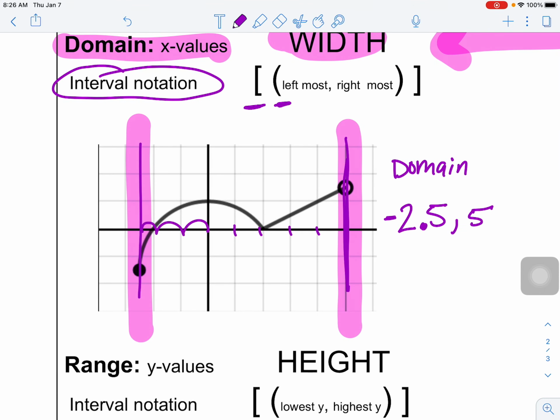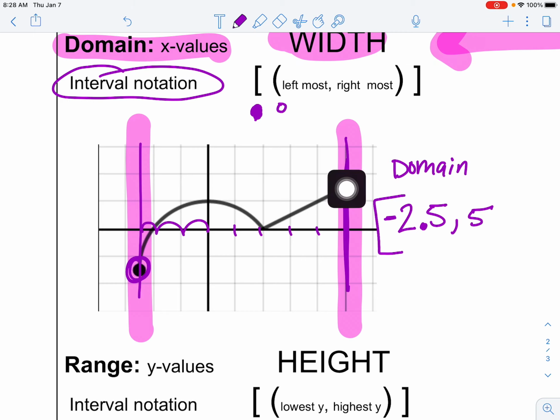So we use these brackets and parentheses to help us, A, know that it's the domain, and B, tell us about these points. So if you notice, the point -2.5 is a closed circle. So that means that -2.5 is a number that is included in this function, in this table, in this graph. And so if that point is closed and included, then we use a bracket. So brackets are for a closed circle. Anytime there's a closed circle, you use a bracket. Anytime there's an open circle, you're going to use a parenthesis.